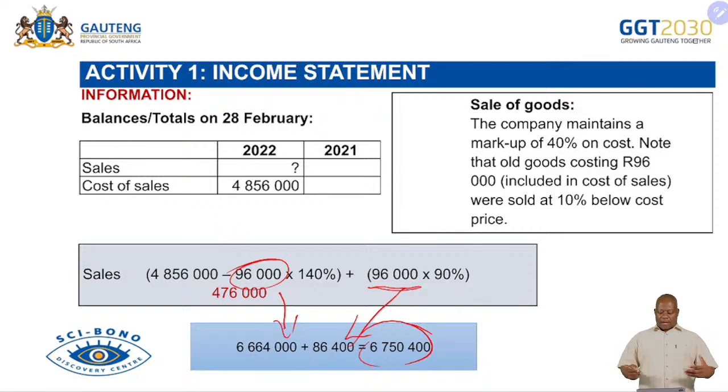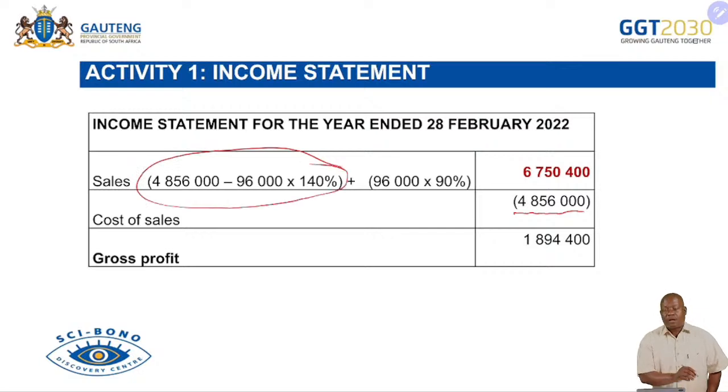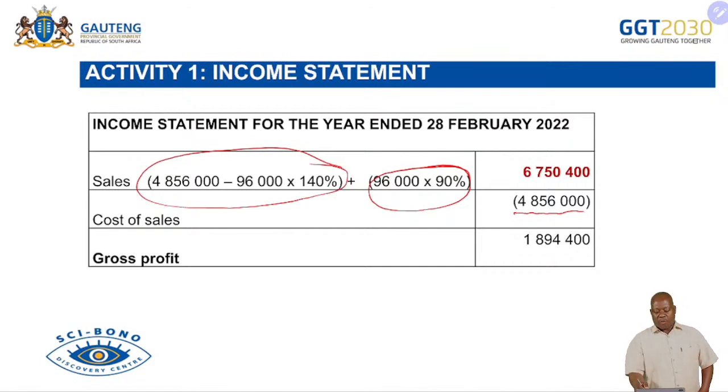What does that mean? It therefore means when we get into the income statement, that's how it is going to look like. So please check here. According to this, a figure is already given to us: 4,856,000. Remember what it is? Cost of sales. And we used it to calculate the sales from the marked up goods, and then we also used it to calculate the sales from the goods that were marked down. And when added together, we got our sales.